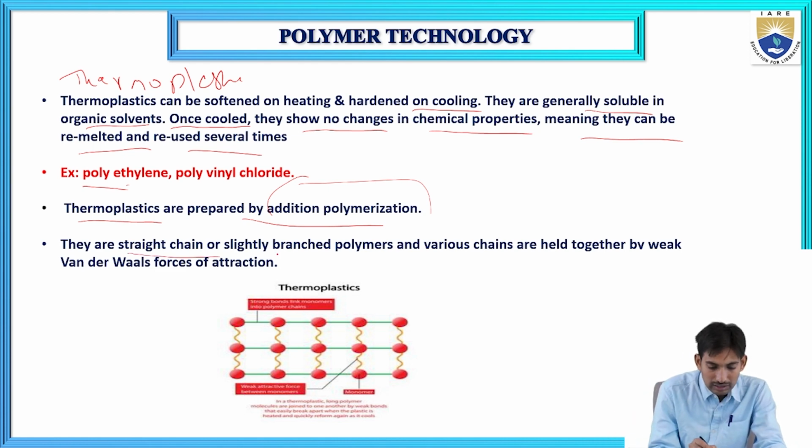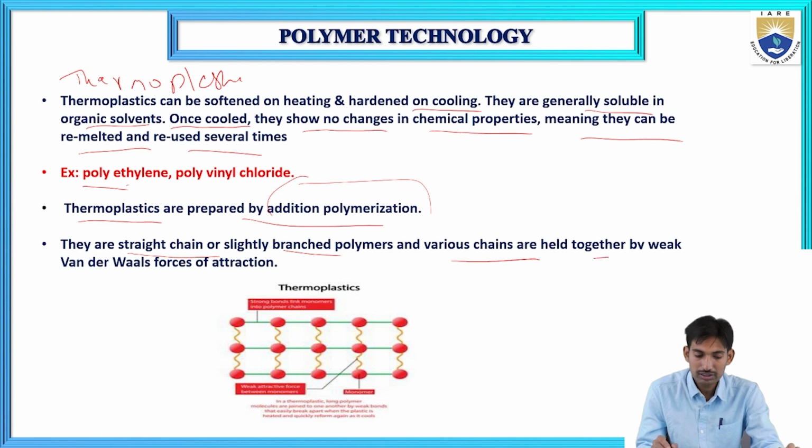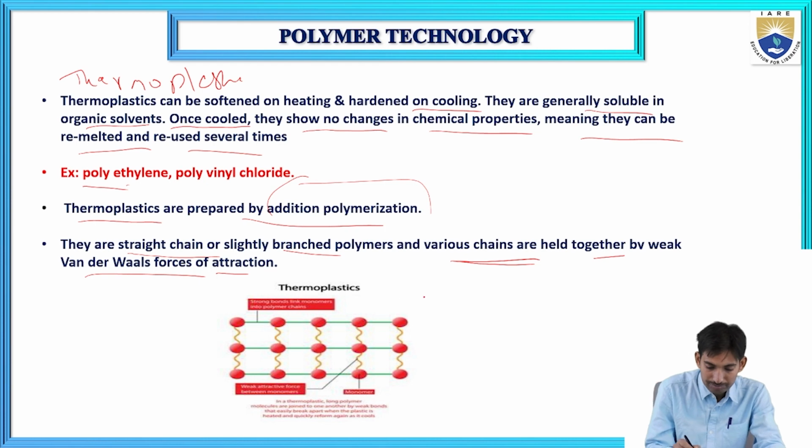They are straight chain or slightly branched polymers, and the various chains are held together by weak van der Waals forces of attraction. See, this is the thermoplastic polymer.